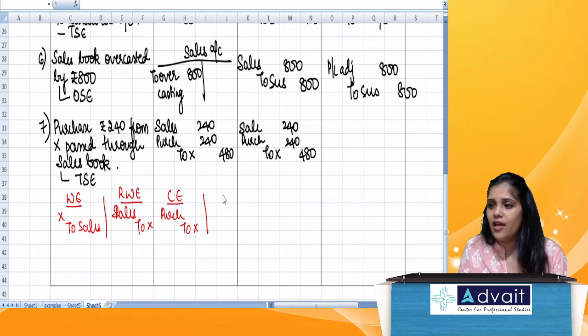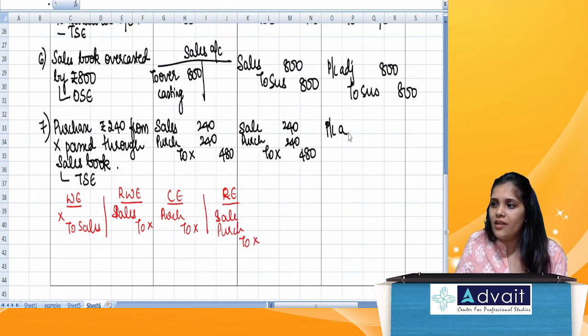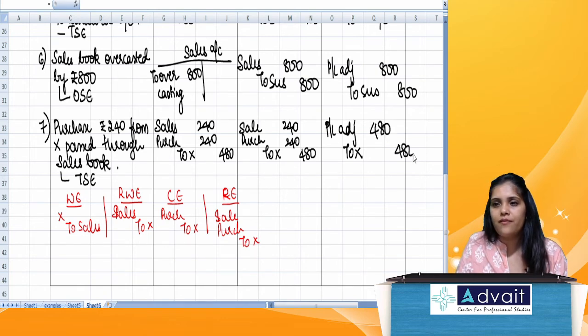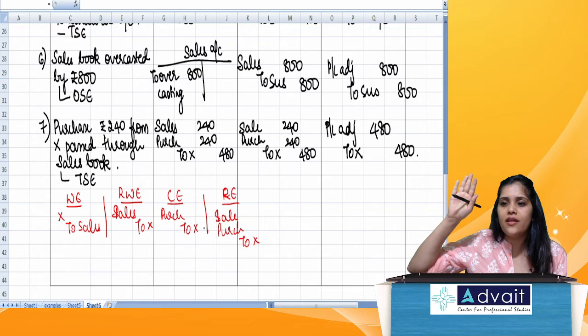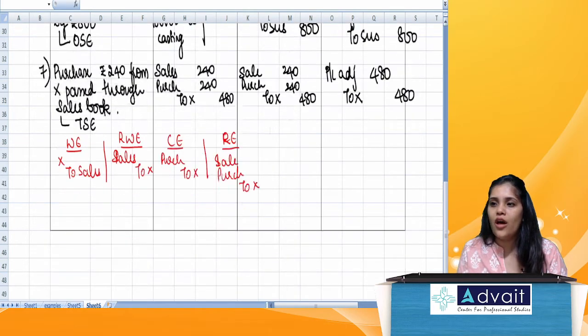Very good. Purchase and sale both are nominal. So what will we do? So my entry here will be P&L adjustment to X 480. Clear till here? Anybody, any doubt in this? Very good. Others? Others? Doubt, no doubt?